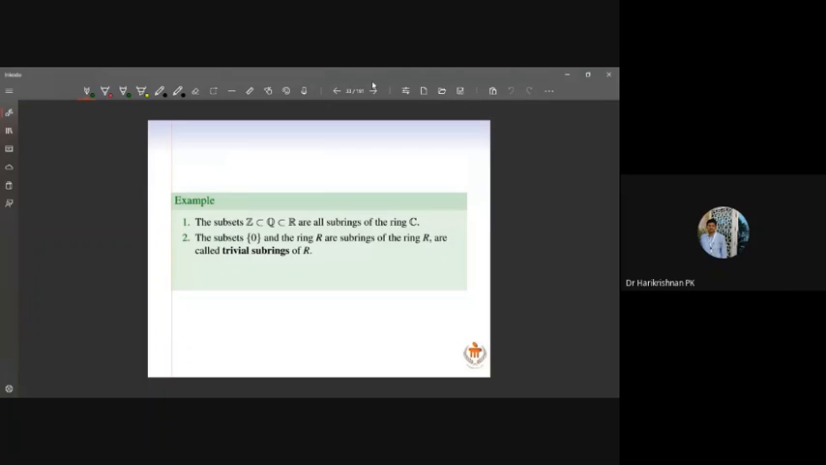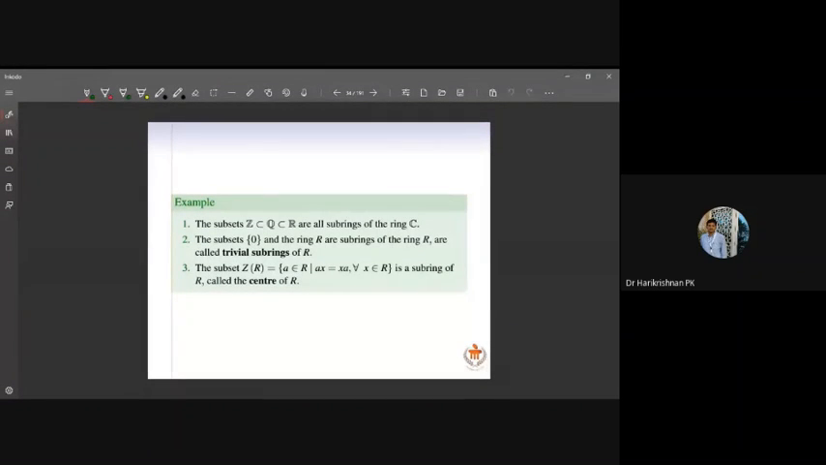Next, you know that the singleton set {0} is a subset of any ring, and R itself is a subset of R. These two special subrings, the set {0} and R, are called the trivial subrings of a ring R. Once again, I am telling you this concept is very simple for teachers as well as MSc students and research scholars. My concentration is on graduate students. Some of them may have just started studying this, and some have not yet started, so for them it is a new concept.